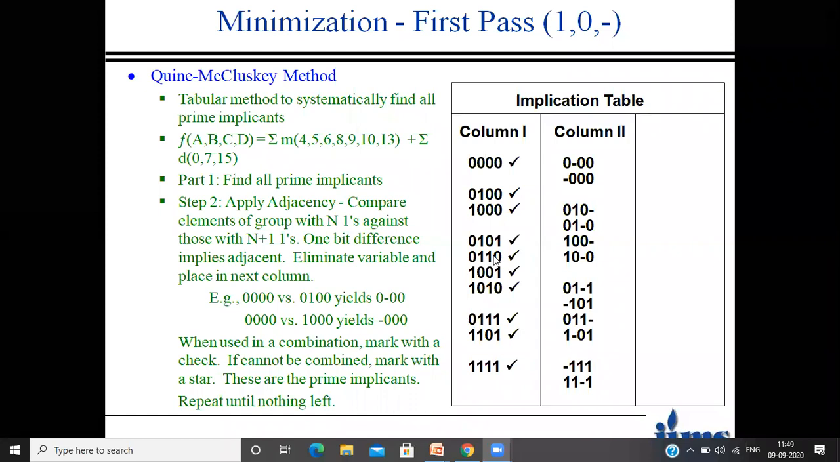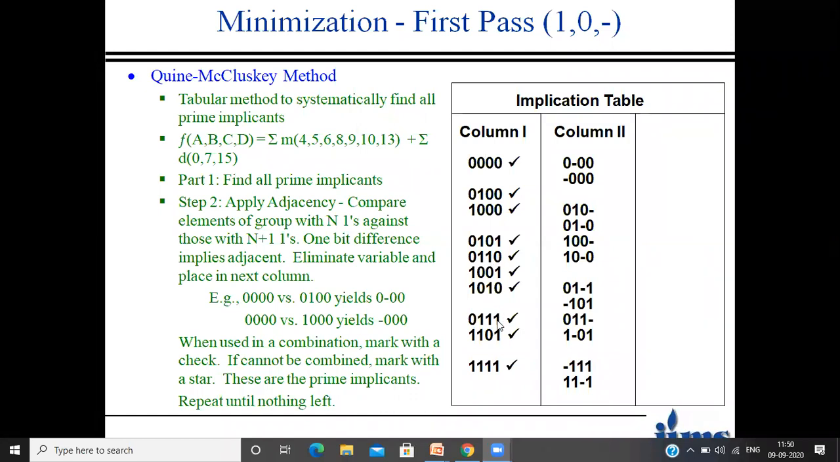Now we move to the 6 and 7. Yes, 6 and 7 can be changed: 0 1 1 dash. We have ticked on this. Now 6 with 13, no, it cannot be changed. Then 9 with 7, no. 9 with 13, yes. So it can be 1 dash 0 1. So whichever values are compared, we have to put a tick.